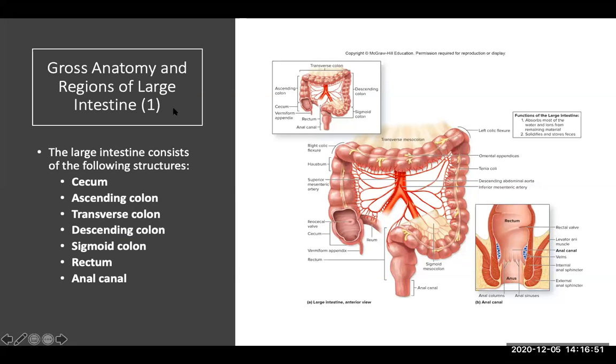The gross anatomy of the large intestine is made up of the cecum, the first part, which is kind of a sac. The appendix sticks out from the bottom of that, with really no known function. Then we have the ascending, transverse, and descending colon. Sigmoid is the S-shaped part, then the rectum and anal canal. We have flexures where the large intestine will curve.